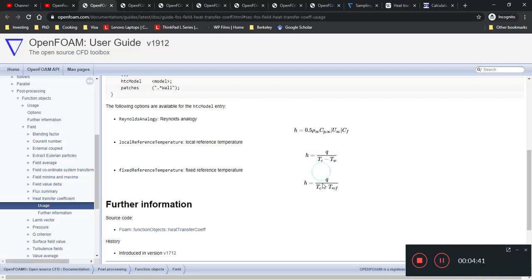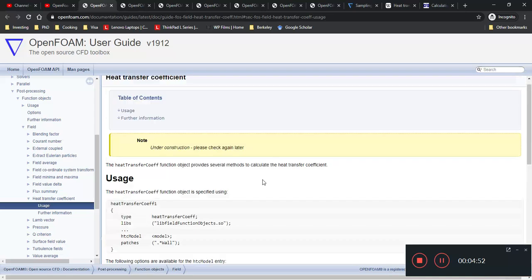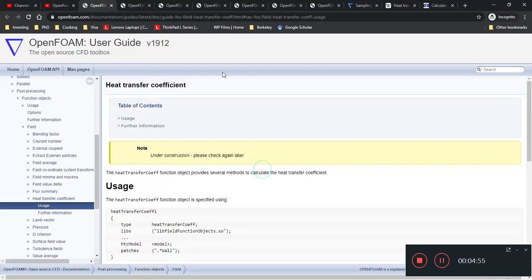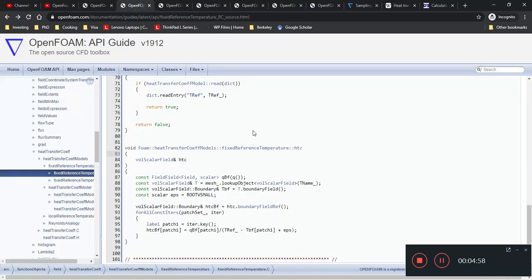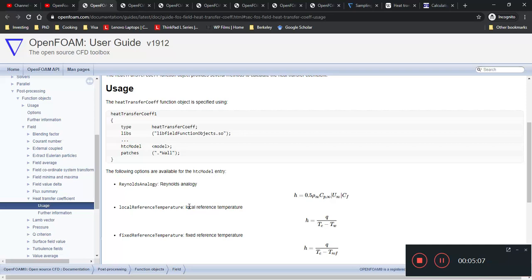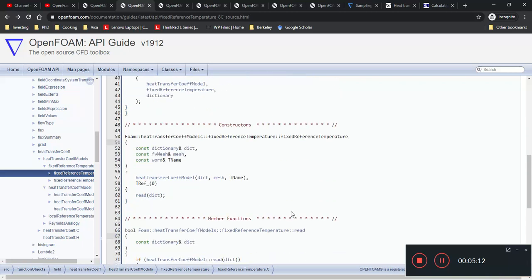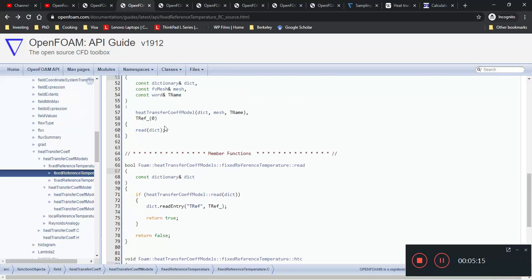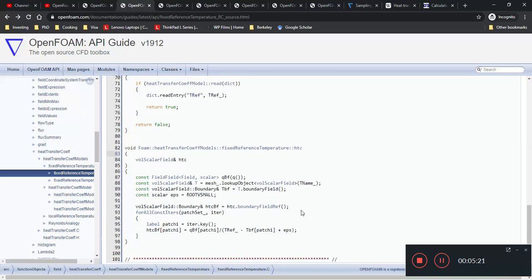Tc should be the temperature of the fluid, but what temperature does OpenFOAM use? This is the part where it gets a little more tricky, and you should be cautious with your use of this heat transfer coefficient function. If we take a look at the C files of heat transfer coefficient, the models being used are the local reference temperature and the fixed reference temperature. For the fixed reference temperature, remember we always have to define our T reference, which is in this line, I think. And what is Tc then?